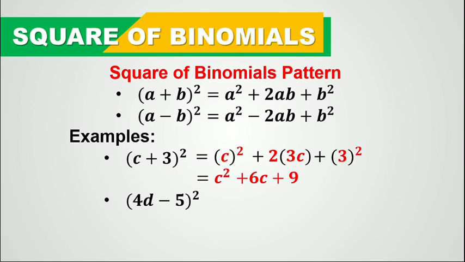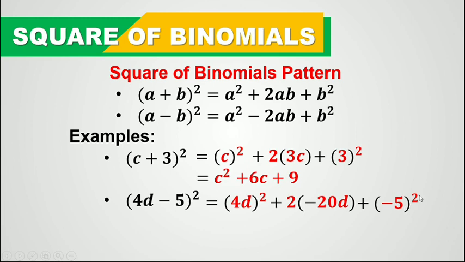Quantity 4d minus 5 squared. So again, all you have to do is square the first term. The first term is 4d, so you square it. So quantity 4d squared, and then plus. I show the plus so that you know that the middle term will be negative. So plus, you multiply the first term and the second term. So 4d times negative 5, that's negative 20d. And then you will still multiply it by 2. And then plus the square of the second term, the last term, which is negative 5. So negative 5 squared, so this one.